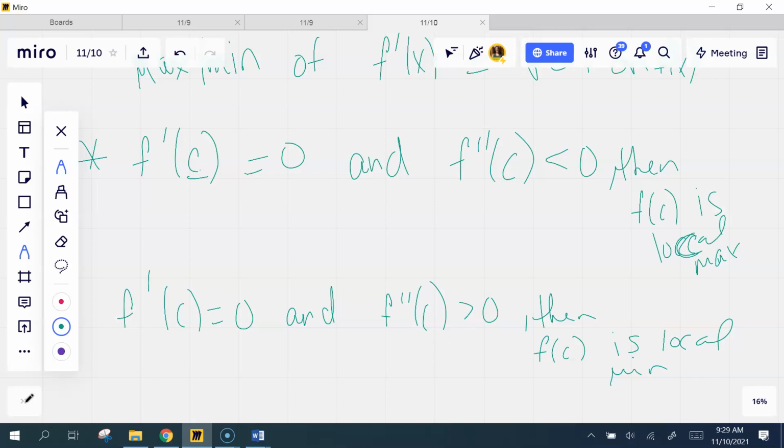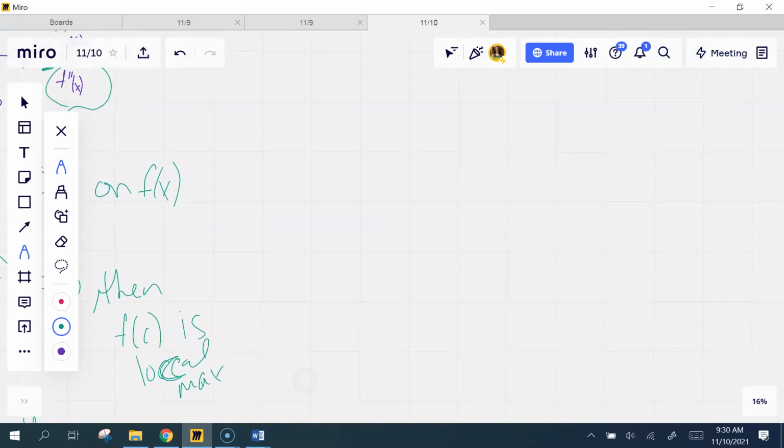All right. Let's see an example. We're just getting our feet wet right now. We will do a lot more with this soon. Let's do the first derivative test first, and then we'll do some second derivative tests.